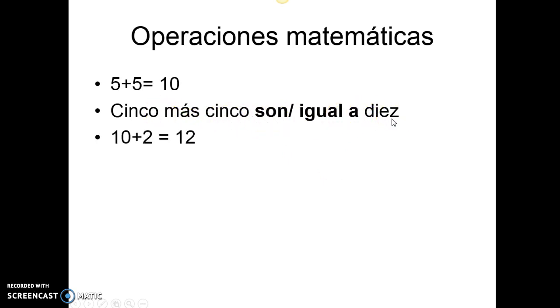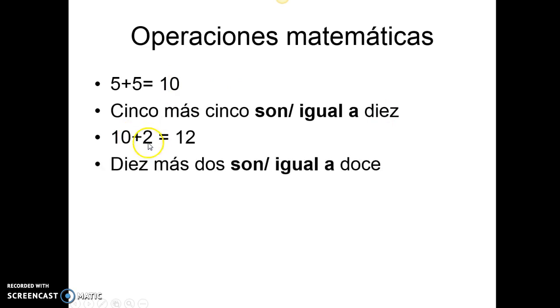¿Ok? En este caso, podría ser 10 más 2 son 12. 10 más 2 igual a 12. ¿Ok?